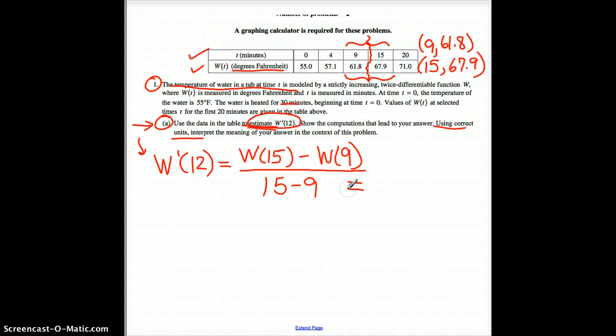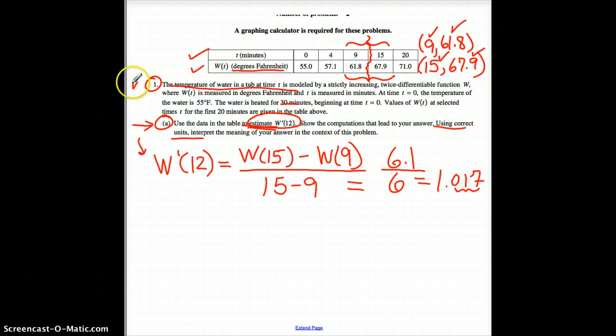And really all I'm doing is finding the slope of the secant line. I'm doing y2 minus y1 over x2 minus x1, but I'm putting it in the context of the water heating up. So on the top, what I get is 6.1 degrees, and on the bottom, over the course of 6 minutes. And when I divide that out on my calculator, I get 1.01, and it's 6 repeating. And we usually have what's called a 3 decimal place rounding rule for these.